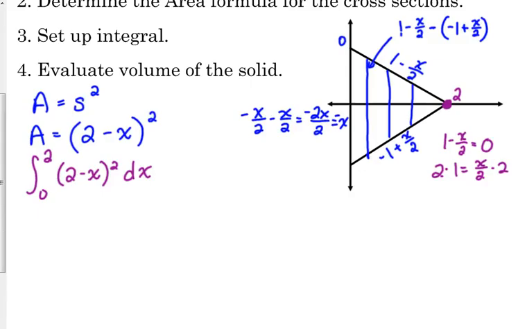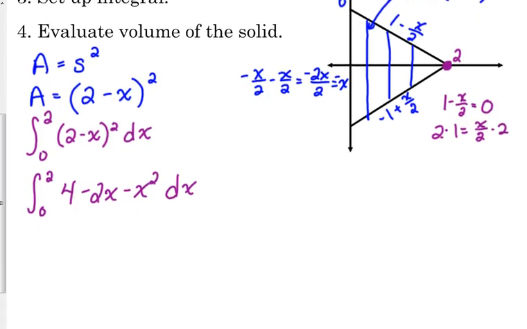And then it's just an integration problem. Okay, now be careful with this. We cannot integrate it the way that it is. Right? We need to FOIL that out because we don't have a chain rule, so to speak, for integration. So when we evaluate this, we need to FOIL that out: 4 minus 4x minus x squared.